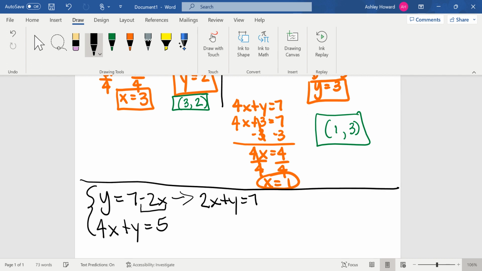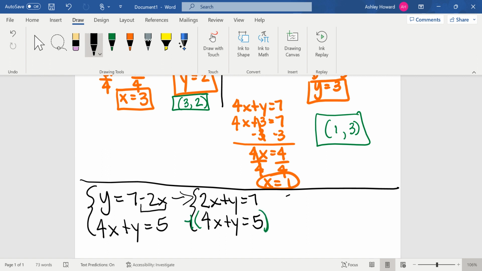So now that they're both in standard form, I'm just going to come over here and rewrite that second one. And then we're going to take a look at our x's. We have a 2 and 4. Those are not opposites of each other. And then for our y's, they're both positive y. So since they're not opposites, but they have the same coefficient of 1, I can multiply by -1 again all the way through on one of them.